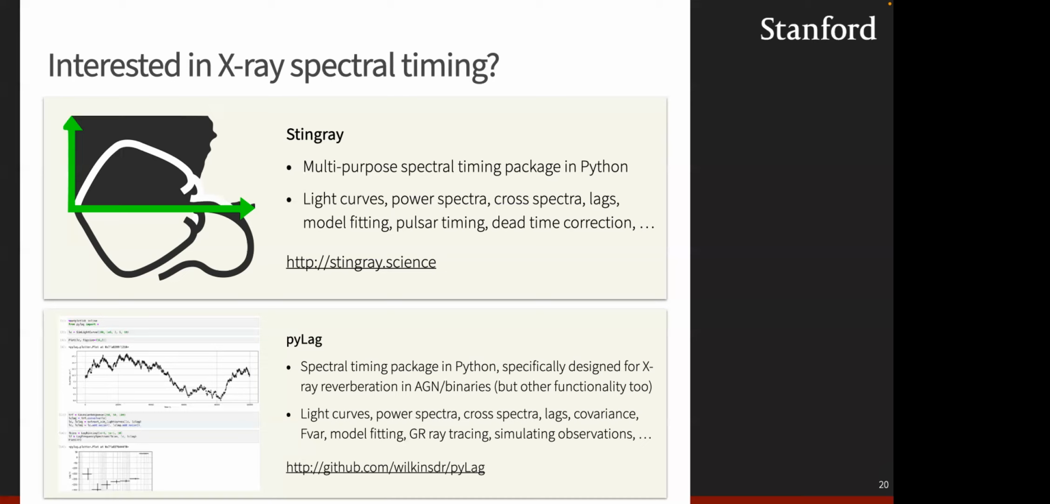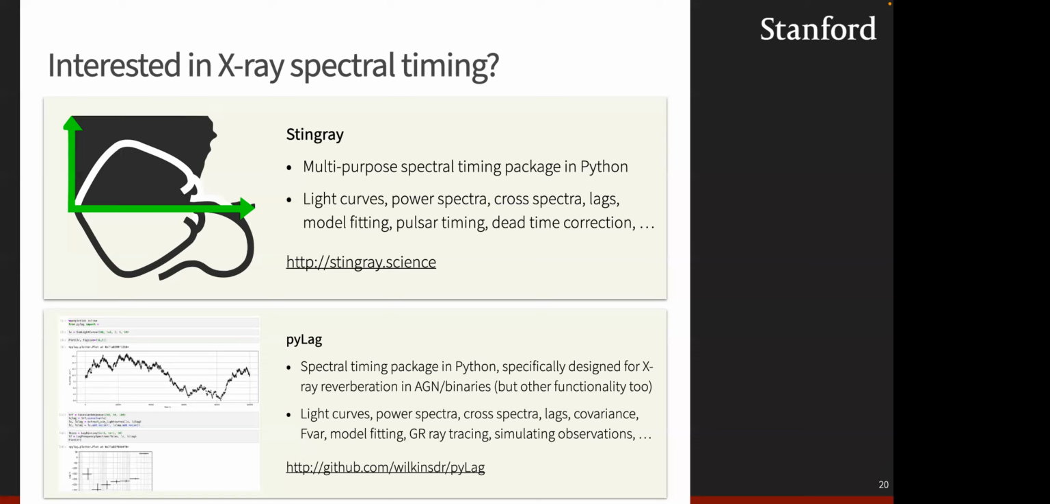And then another tool is one I've been working on myself, a piece of software called PyLag. It isn't as fully featured as Stingray, but it's more focused on this lag analysis, this reverberation analysis. It all runs in Python, and you can put together some nice Jupyter notebooks, but it's got some functions and classes that automate a lot of this light curve, cross spectrum, power spectrum, lag spectrum analysis. And if you're interested in doing anything with those, do let us know.